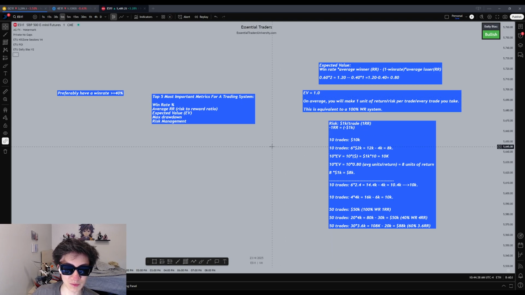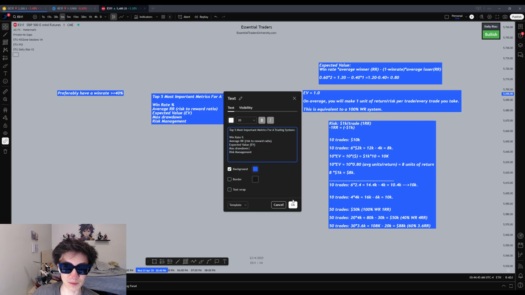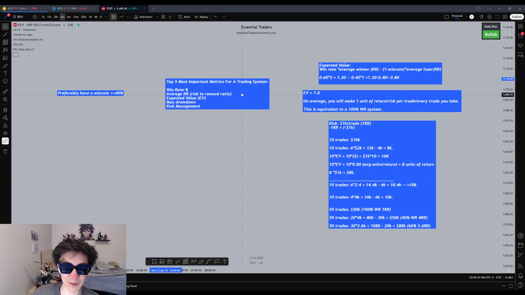But max drawdown and risk management are tied together, and the reason why is because you want to see the max drawdown in every system, and then from there you determine what your risk management will truly be optimally. So from here, I think we should go to, let me see, I'll get a screenshot real quick from this website here.